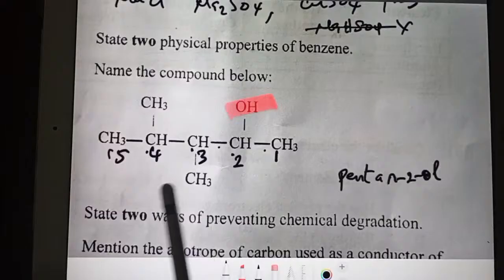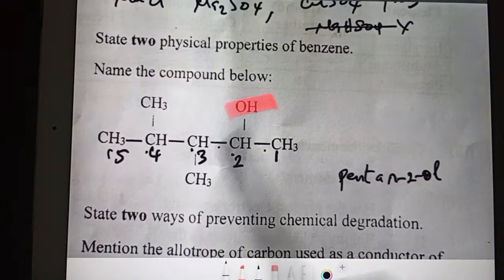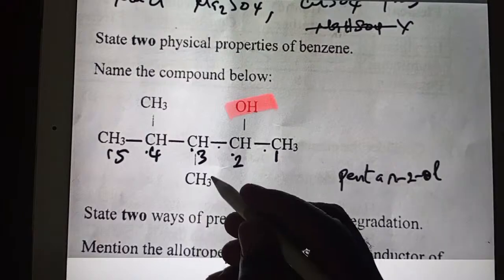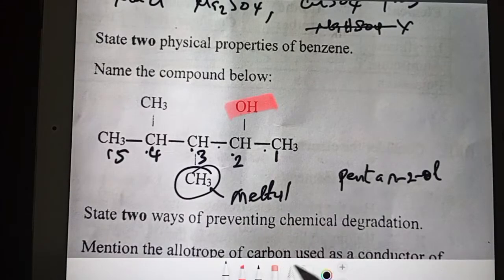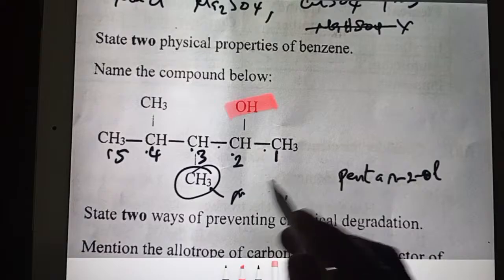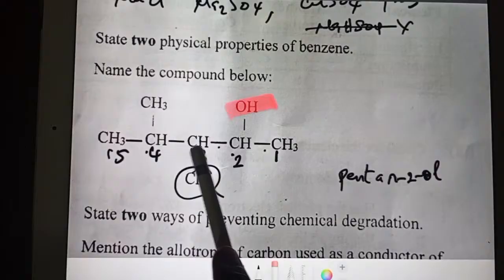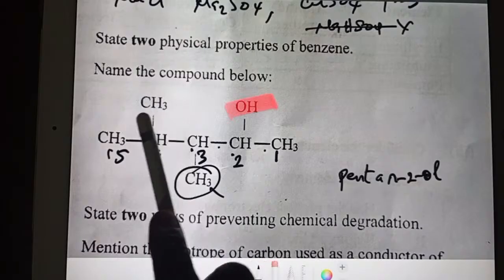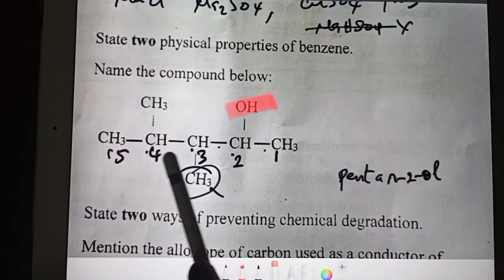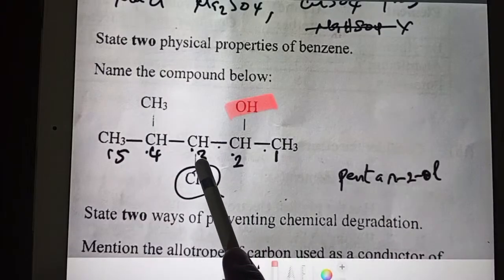Then at carbon number 3, do we have a substituent group? Do we have anything taking the position of hydrogen? Yes, we have. And this substituent group is CH3, which is called methyl. So we have seen a methyl at carbon number 3. To describe this branch, we must use the number from where it occurred. So we'll say 3-methyl. When we go to carbon 4, we still see another branch, which is methyl. So we have now 3-methyl, 4-methyl.